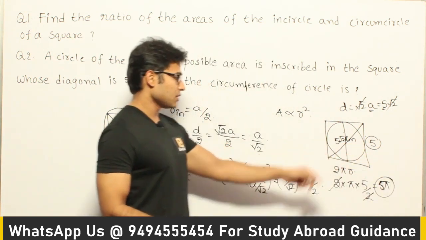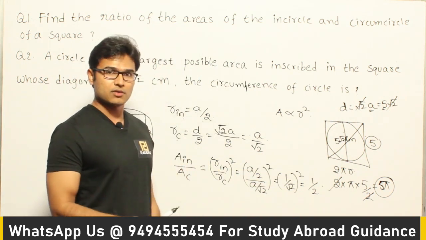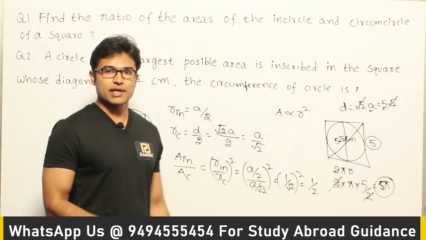If you want to compute it further, you can substitute 22 by 7 in place of pi and find it out. Okay, 5 into 22 by 7 is the answer.